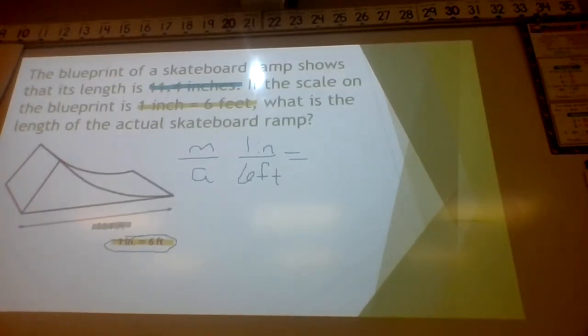Where does that 11.4 go? Numerator. Why is it the numerator? Because the inches tell us. Is this the actual or the model? That's the model. Model always goes in the numerator. So 11.4 over x. Why over x? Because you don't know what it is. Can you solve it? Yeah. Go ahead.